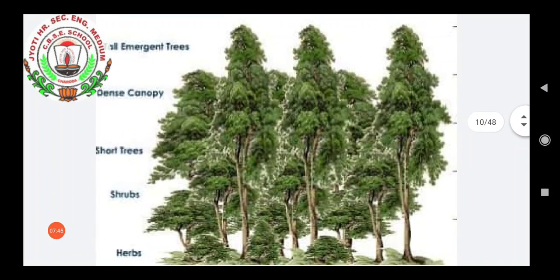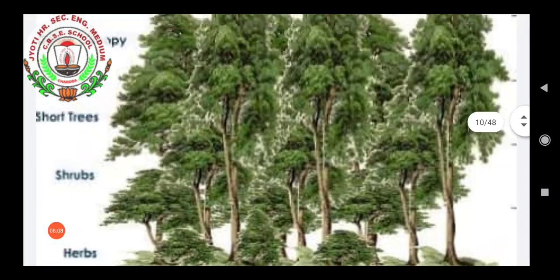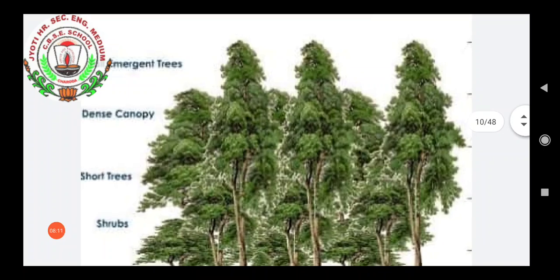These forests have some characteristics. The first characteristic is that trees can grow to a height of 40 to 50 meters or more. You can easily see here the tall emergent trees, it is written here. After that we have a dense canopy. This thick canopy is formed overhead, which prevents the sunlight from reaching the ground. It means this dense canopy is not allowing the sunlight to reach the ground.